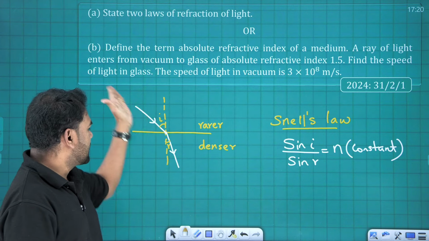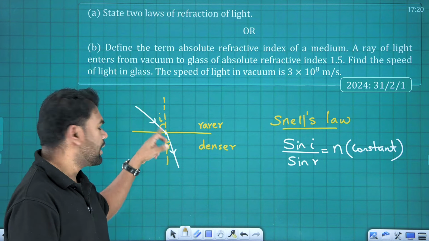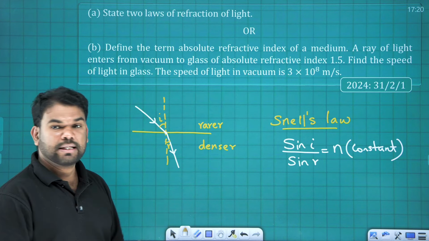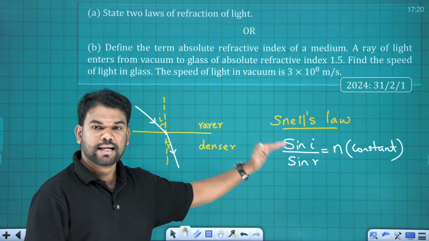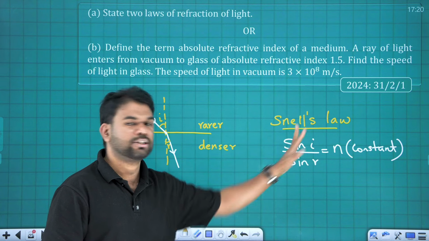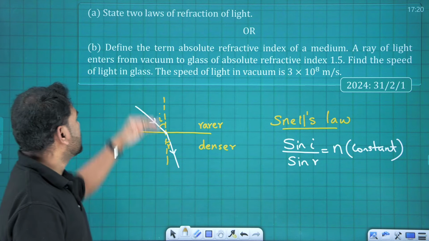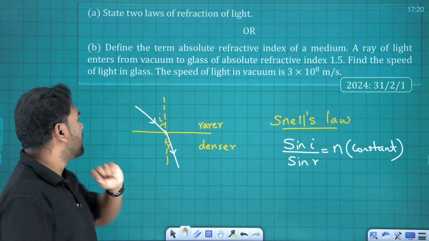The first law is incident ray, refracted ray, and normal at the point of incidence all lie on the same plane. The second law is known as Snell's law. The ratio of the sine of the angle of incidence to the sine of the angle of refraction will be a constant, and that constant is known as the refractive index of the media. So this is the first question: state two laws of refraction of light. Clearly remember these two laws.